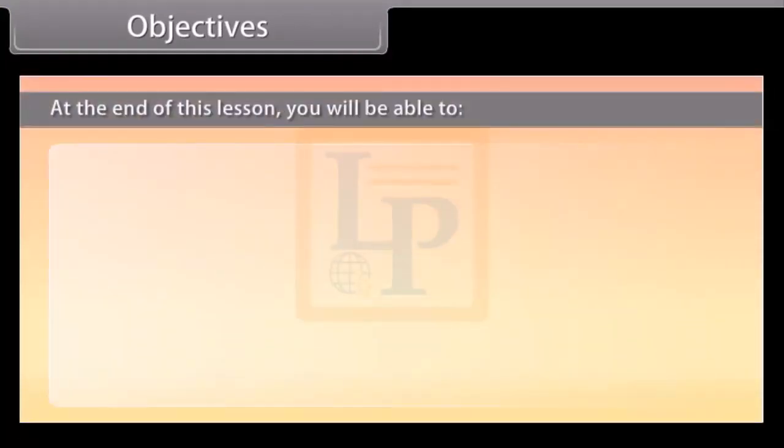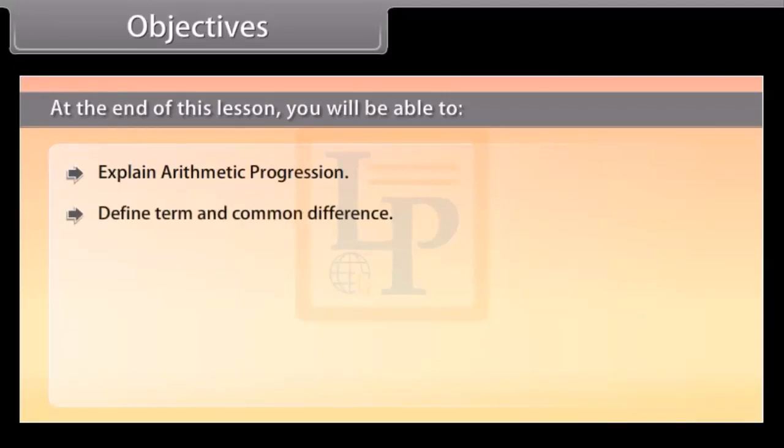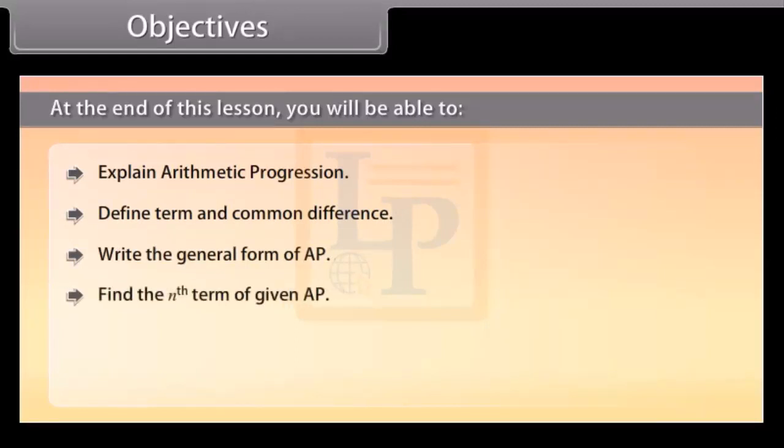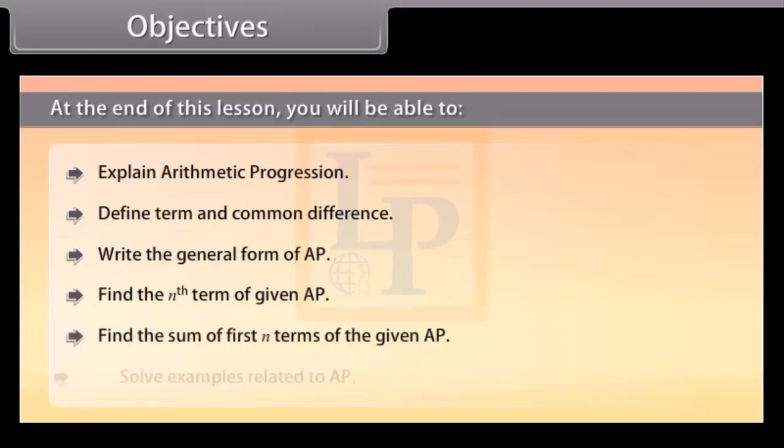Objectives. At the end of this lesson, you'll be able to explain arithmetic progression, define term and common difference, write the general form of AP, find the nth term of a given AP, find the sum of the first n terms of the given AP, and solve examples related to AP.